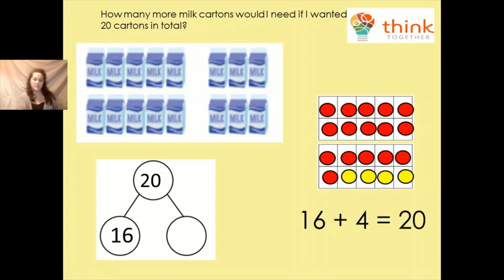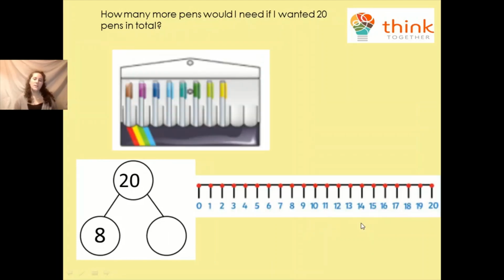So 16 plus 4 equals 20, and I know that 4 must be my other part. I would need 4 more milk cartons to get 20 in total, and another number bond to 20 is 16 plus 4. Okay, let's see our next question and find out our next number bond to 20.